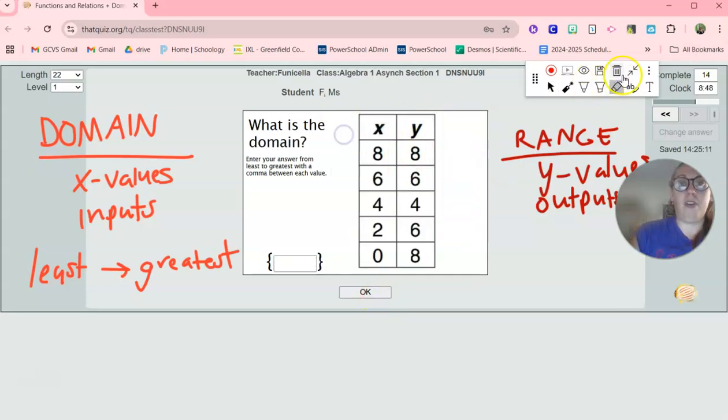This is asking for the domain. We look over here. We remember that domain is our x values. So we're just listing those x values in order, least to greatest. So we start with a 0, then a 2, then a 4, then a 6, and then an 8.